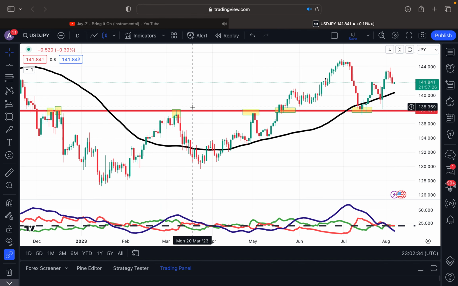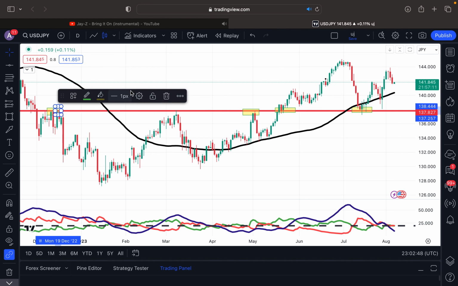So that area would have been a great opportunity for sales, right? And then it became what? Support. Support once, support twice. So that is a perfect area for support and resistance levels for my daily time frame. So I definitely will mark that off.